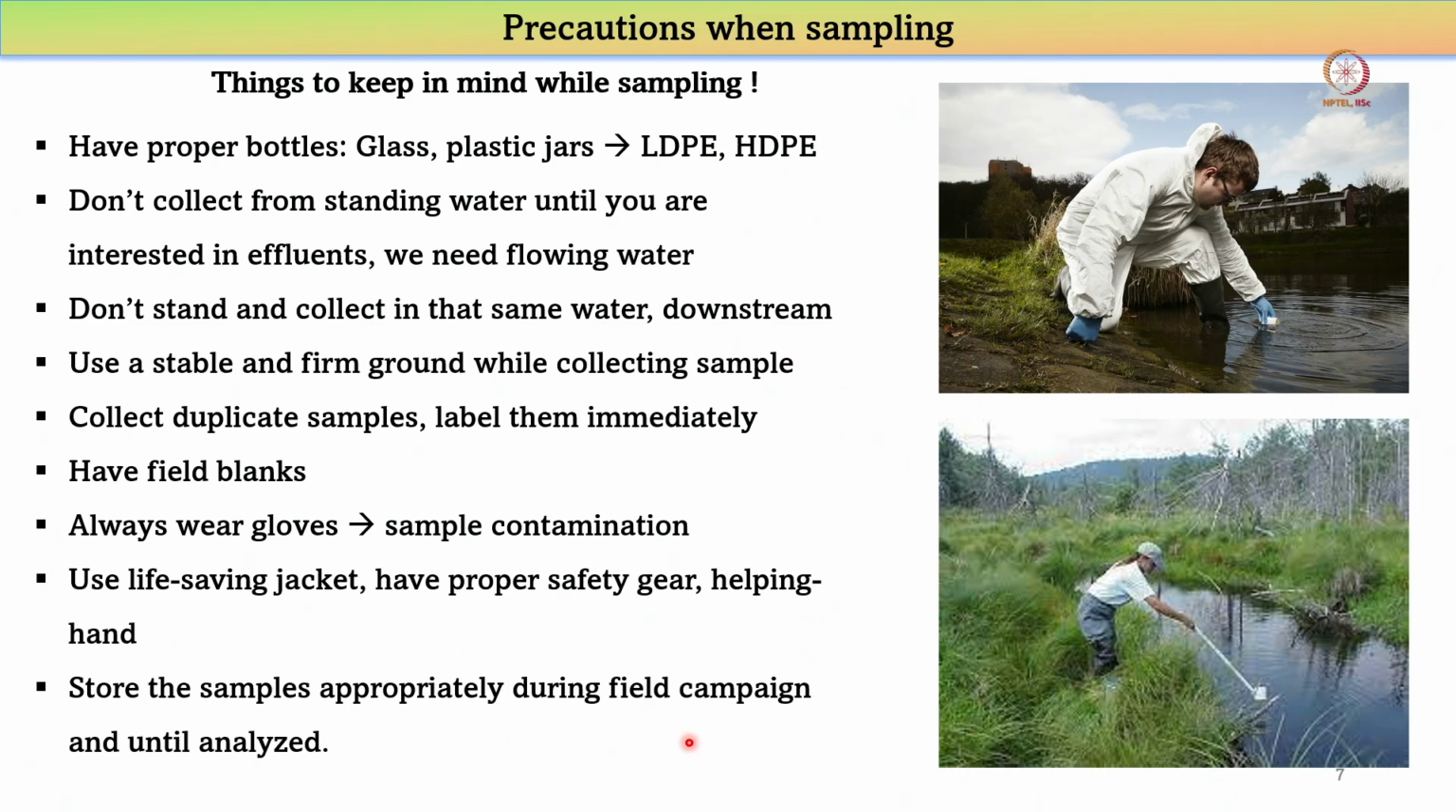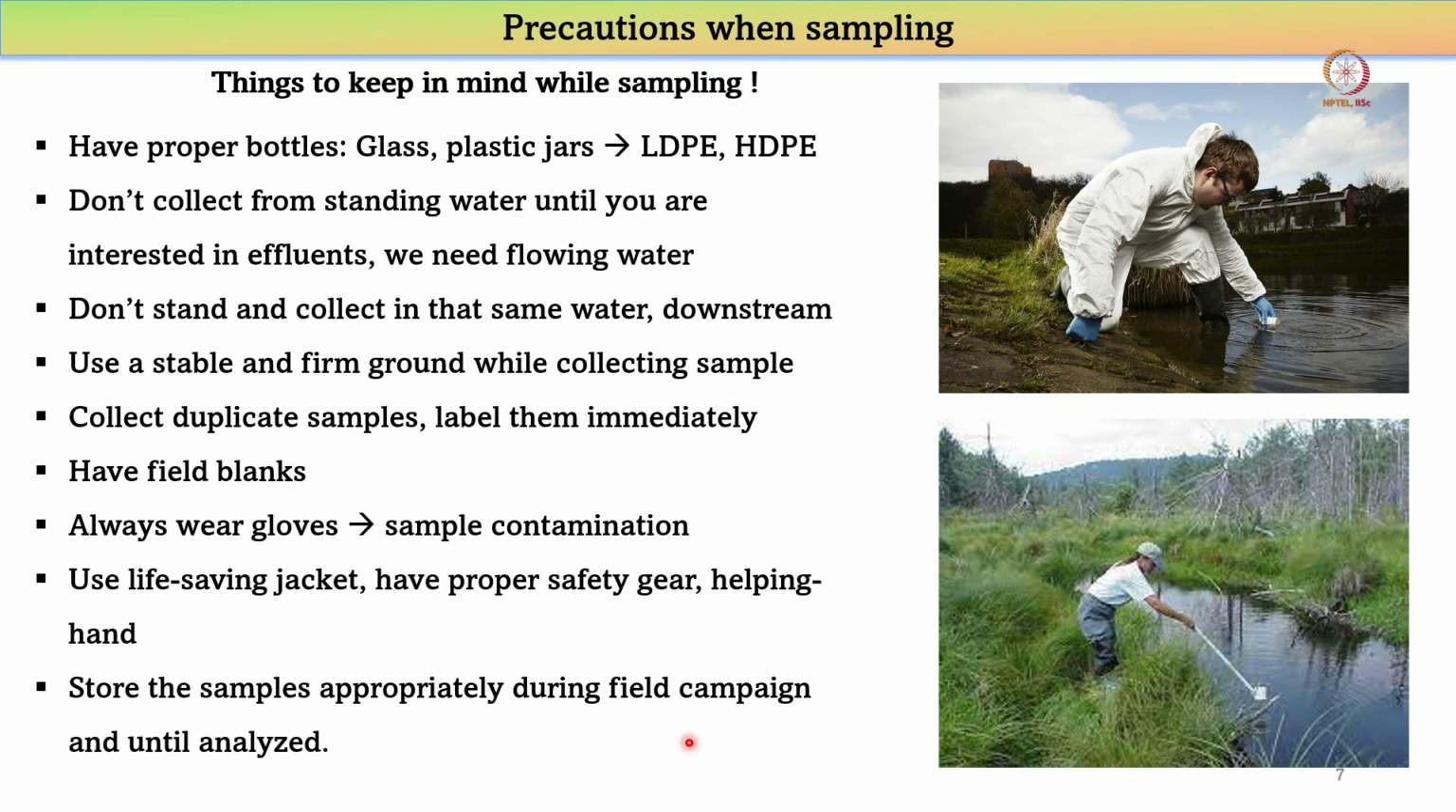Now also, when you're going to take a sample, you have to be extremely mindful of many other parameters. First of all, you need to know what kind of sampling bottles you're carrying. I already discussed, I think in the 8th lecture, that different kinds of analysis require different kinds of bottles and different kinds of preservatives. So you need to have all those ready when you're going for fieldwork. Okay, then we do not collect water from stagnant pools.